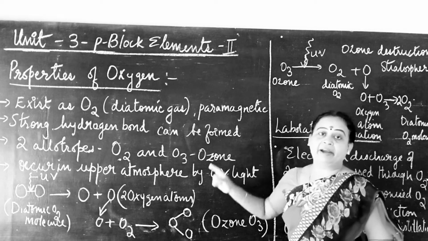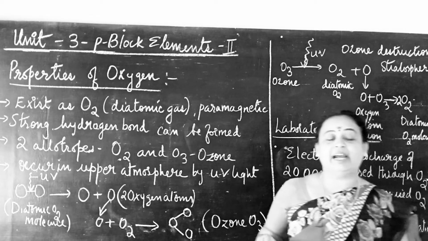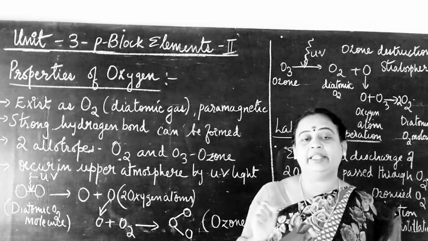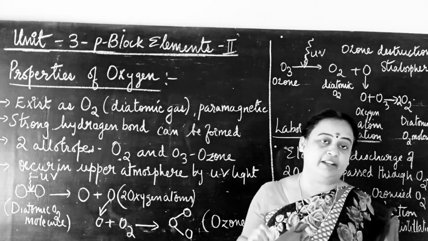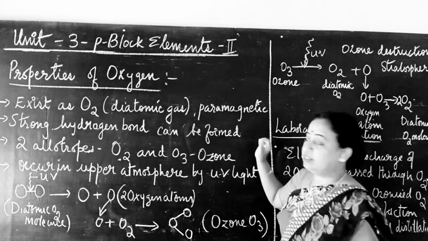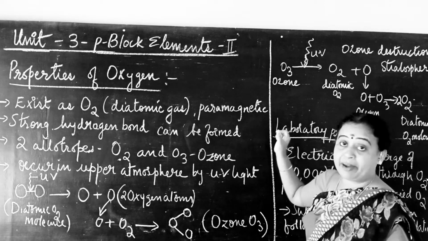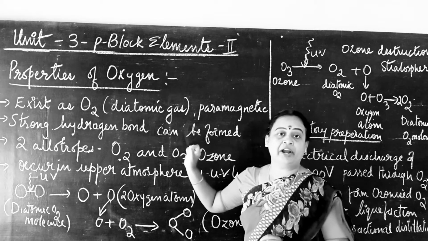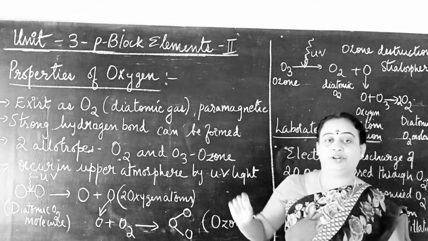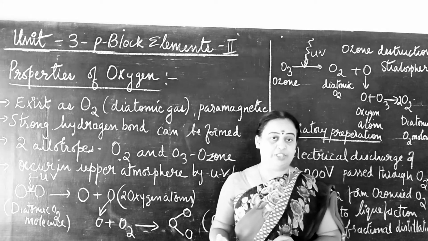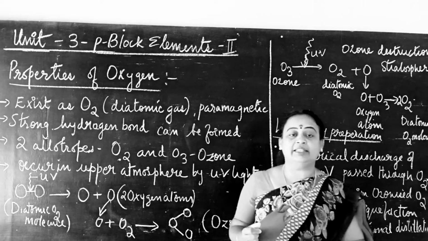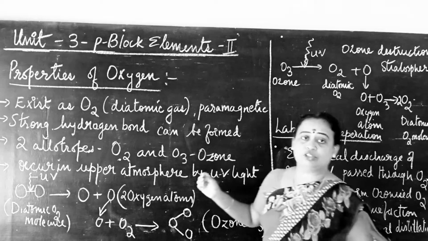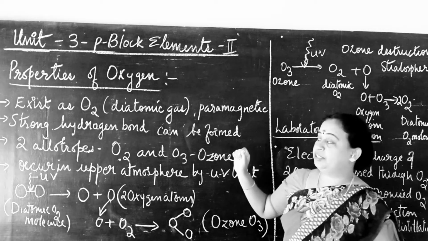This oxygen molecule is paramagnetic in nature. So what do we mean by paramagnetic? Paramagnetic substances are those which get weakly attracted when they are placed in an external magnetic field. Likewise, oxygen gas is also a paramagnetic gas. And it has strong hydrogen bonding like that of fluorine and nitrogen. Likewise, oxygen is also having strong hydrogen bonding.